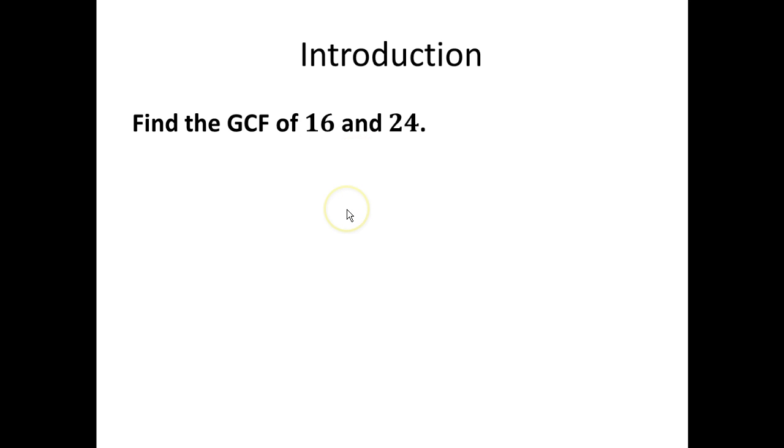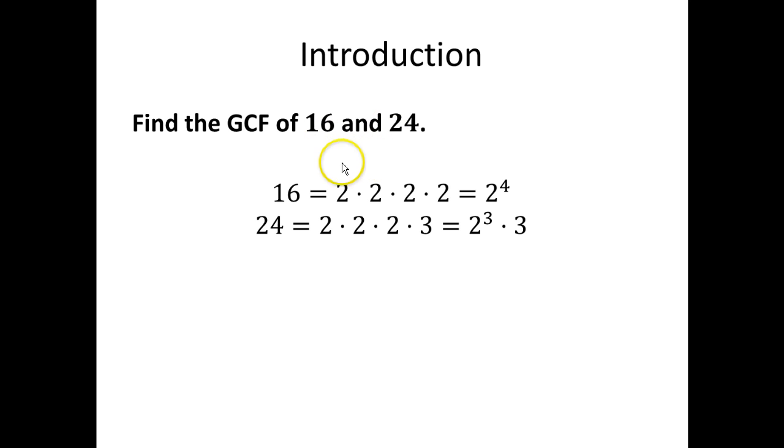Okay, so if you recall, one of the ways to do this is to break both of these numbers down into their prime factors. So notice I could write 16 as 2 times 2 times 2 times 2, which is 2 to the power 4, and 24 I can write as 2 times 2 times 2 times 3, which is 2 to the power 3 times 3. Now, if I'm interested in the greatest common factor of both of these numbers, I'm looking for the largest number that divides both.